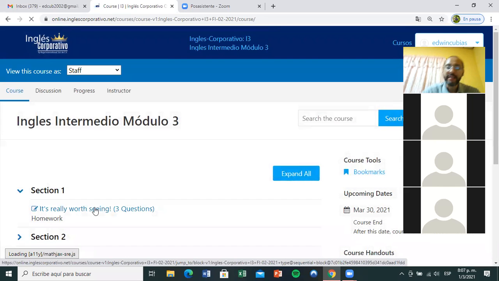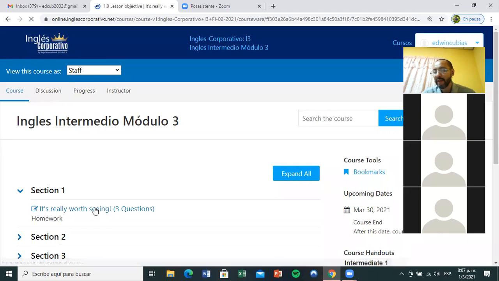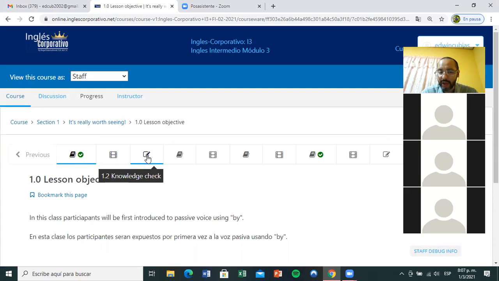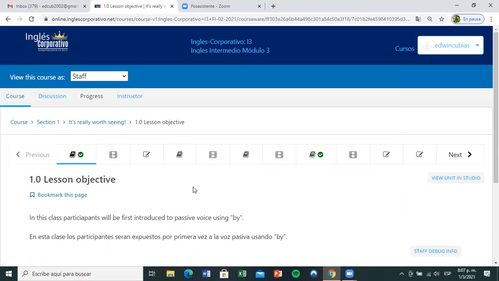Okay. The activities are actually only the ones that are graded. Those are the ones that you have to do. Now, how do you know which ones you have to do? Well, all of them have this little check right here, and that's called the knowledge check. Each unit, as you can see, will have about 3 of those, sometimes a little bit more.